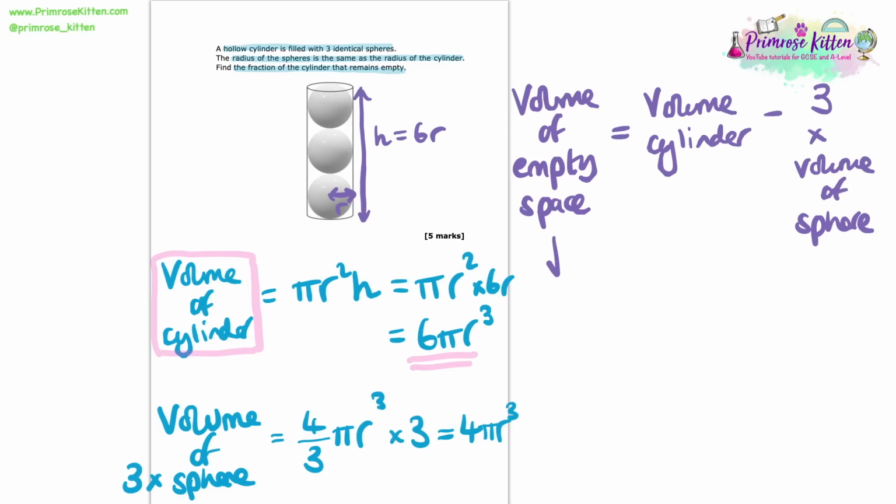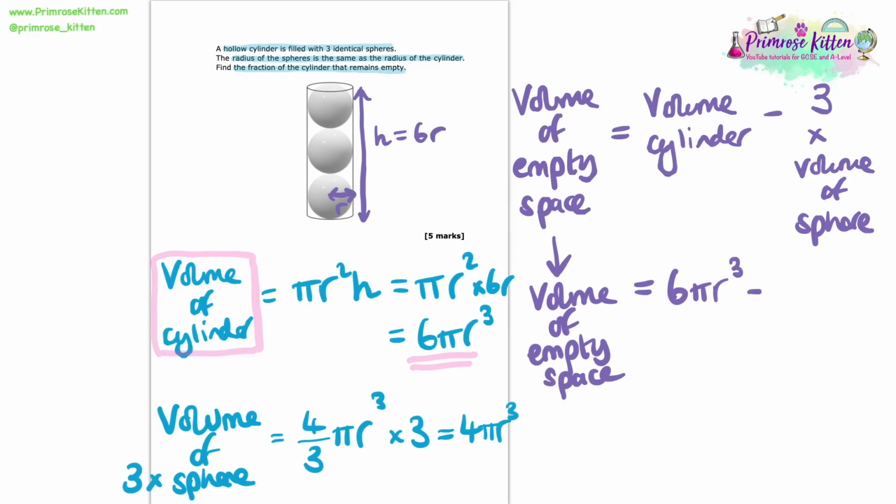So now we've got this information down, we can go and work out the volume of empty space. So it's going to be equal to 6 pi r cubed, which is the volume of the cylinder, minus 4 pi r cubed, which is the volume of 3 of those spheres. Now simplifying this, we're left with 2 pi r cubed. So that is our volume of empty space.